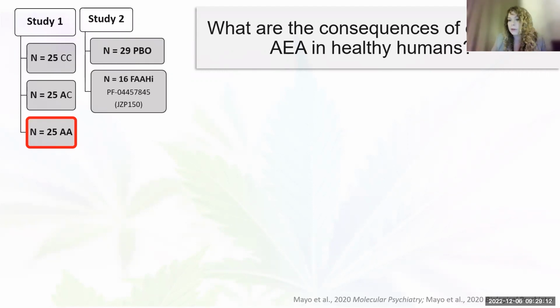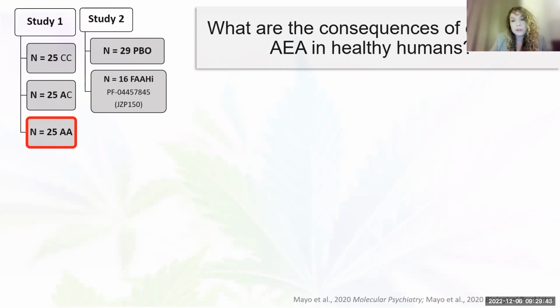And we weren't the first to publish on this specific variant. But the one thing that we did that was unique at the time was we recruited a whole group of these AA individuals. So people that are homozygous for that less active FAAH protein, they're very rare. It's about 5% of the population that are homozygous. So we had to screen almost 450 people just to get these 25 individuals. And we're glad we did because we did see some unique characteristics specifically in these individuals.